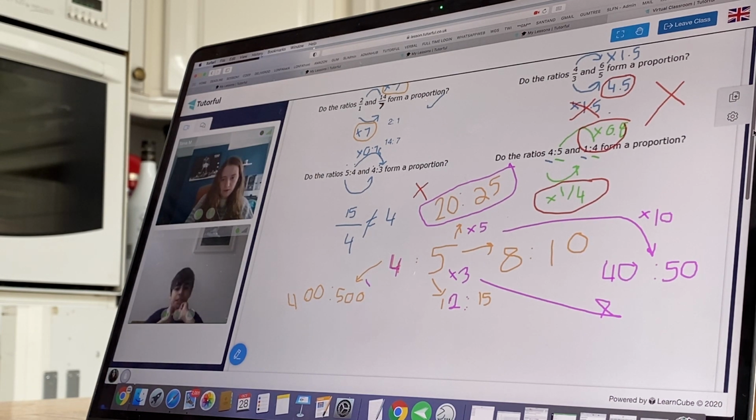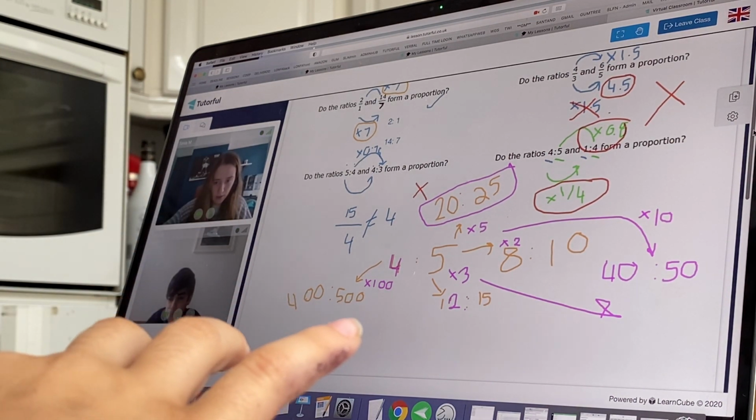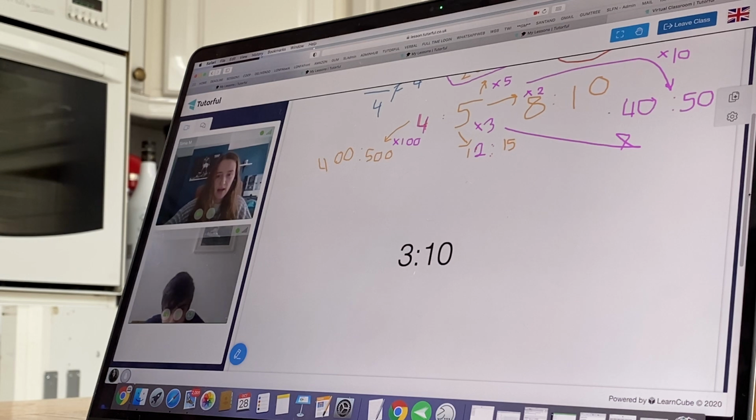So for example, we can do 40 and 30. 4 times 10 is 40, 3 times 10 is 30. Multiply both of them by 10. We'll try another one. Let's use one that you did, 3 to 10. Okay, so we'll make some ratios that are equivalent to 3 to 10.